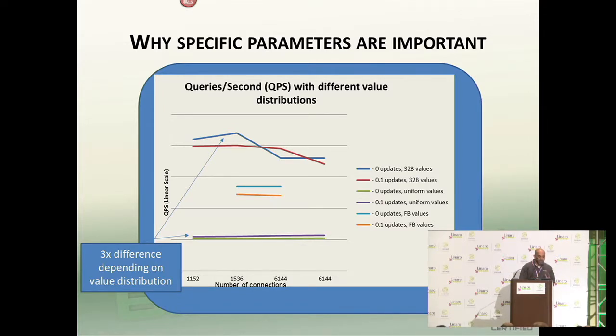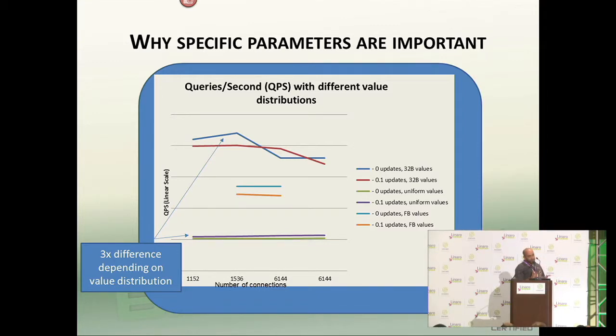This graph represents the queries per second versus the number of connections on multiple different servers. And depending on what you tweak, for example, if you do no updates and just use 32-byte value size, you can see the blue line all the way up at the top. It has different performance characteristics as the number of connections changes versus if you just change the update ratio.